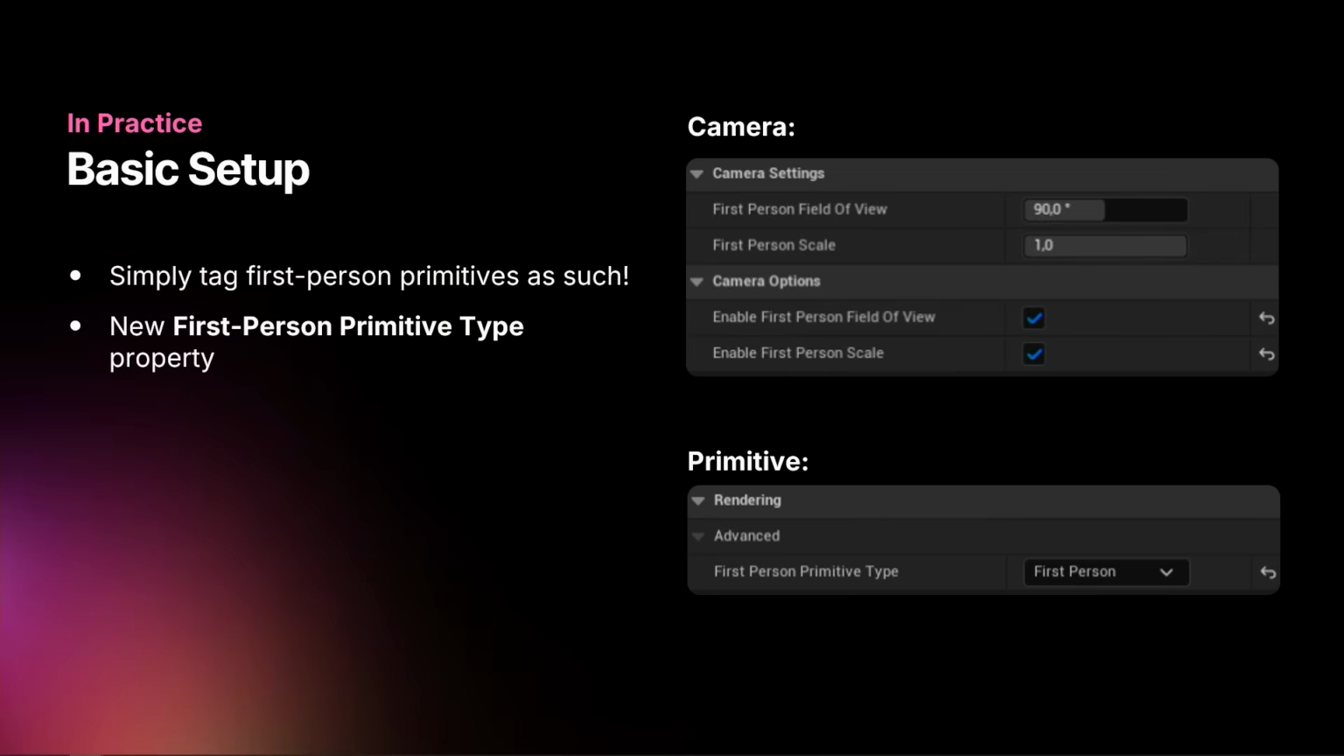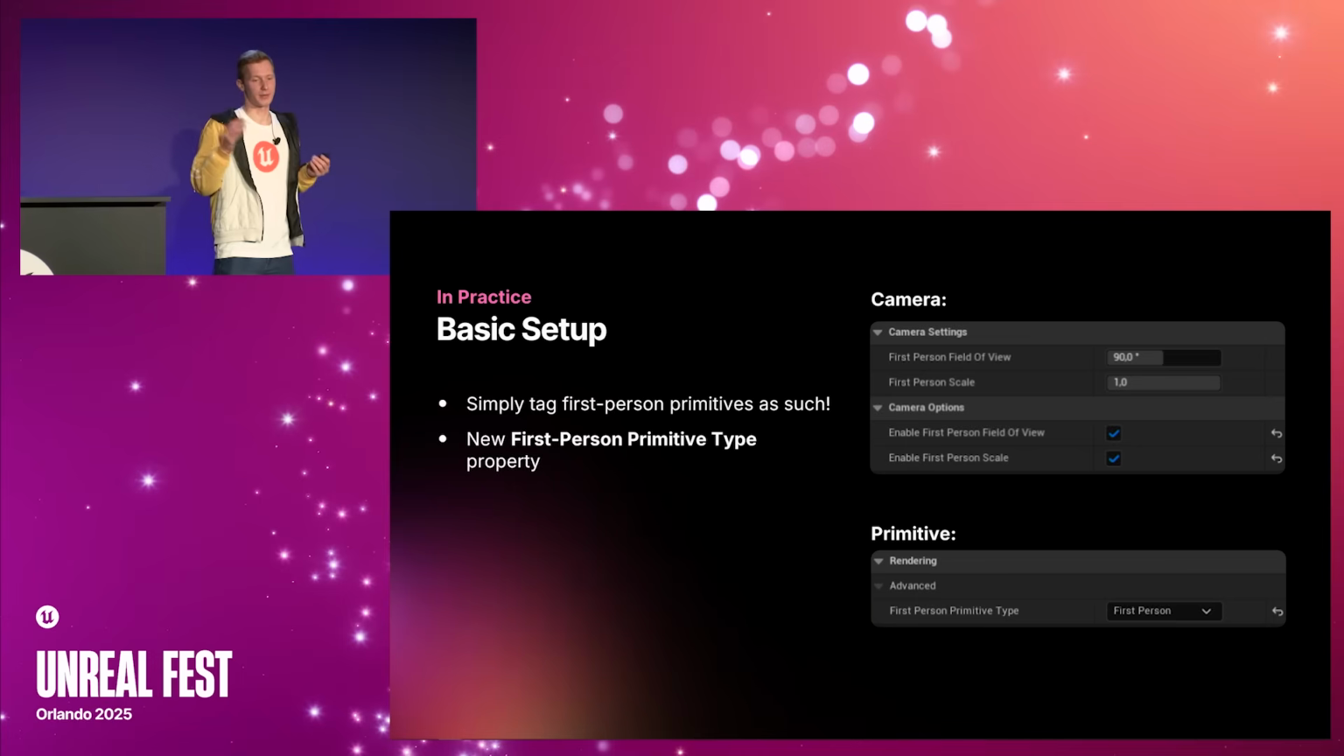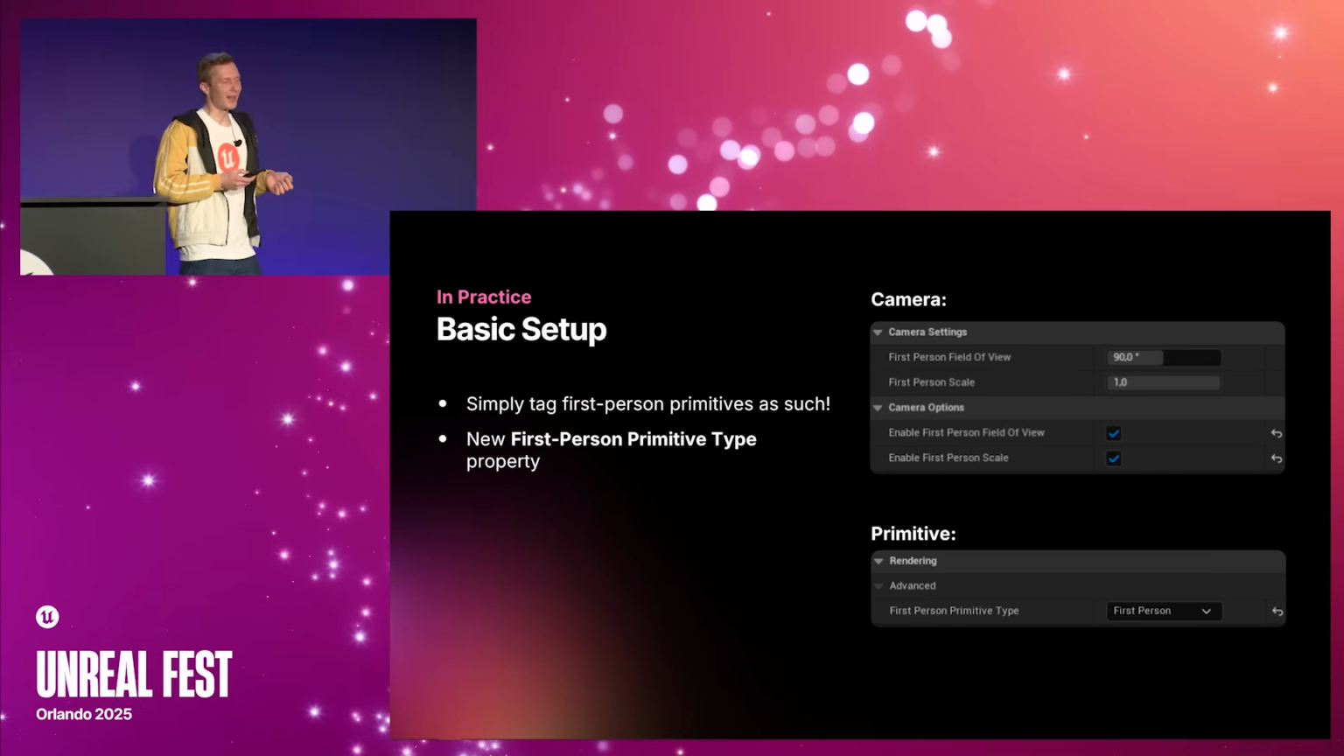The way you do that is we've introduced a new first-person primitive type property that's on all primitive components. It's that lower image that I put here. And it has 3 values. None, which means it doesn't interact with the first-person rendering feature at all. This is what you want to use for the majority of your objects, essentially anything in the scene. Then there's first person, so that is the player body that they see in first person and the rifle or whatever they're holding in their hand. And then finally there's world space representation.